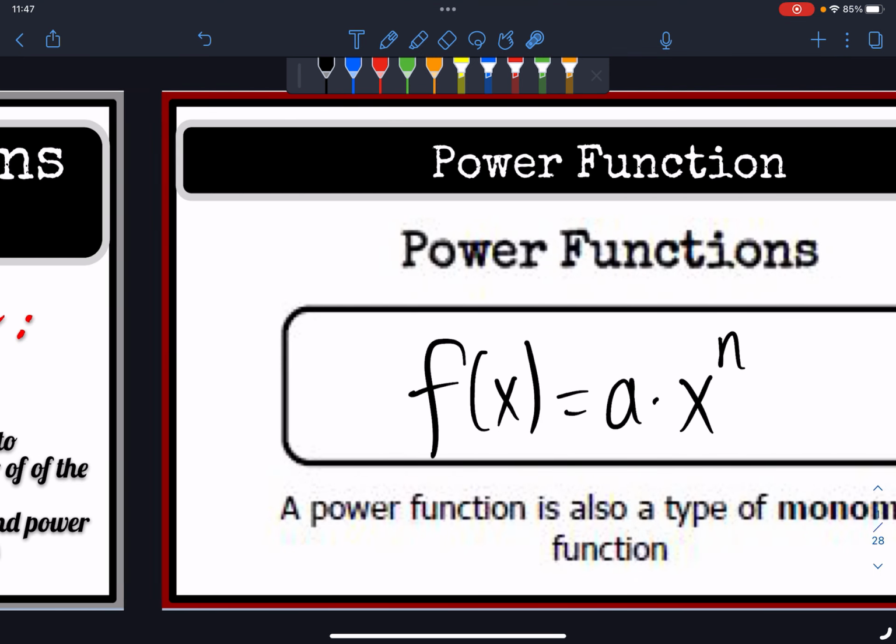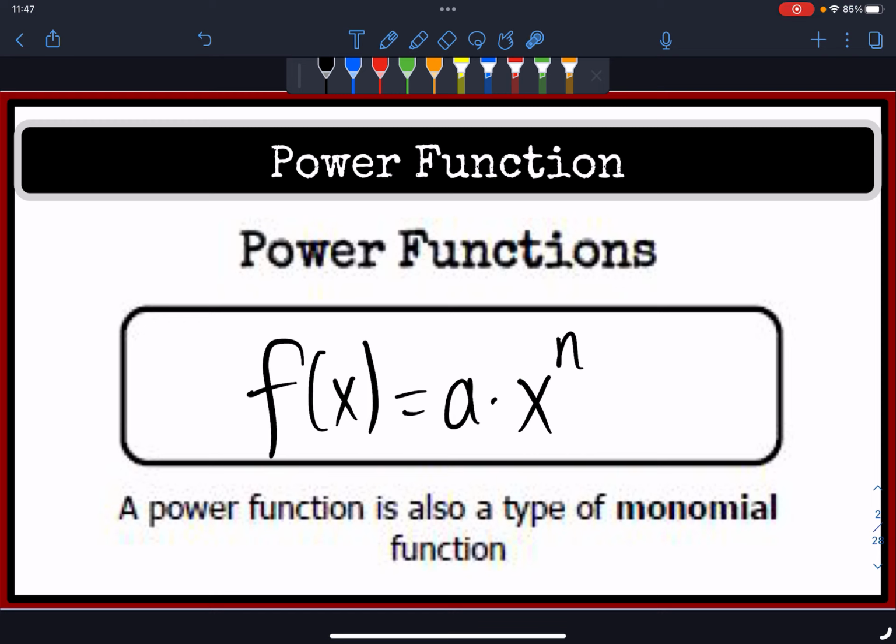A power function is essentially just a function, again, written in this format: f of x is equal to a times x raised to a power, hence the name power function. Now, power functions can have an exponent that is positive or negative, but today we're going to focus on the power functions that have a positive exponent, okay? And a power function is just essentially a type of monomial function where we have this coefficient of a multiplied with x to the power of n.